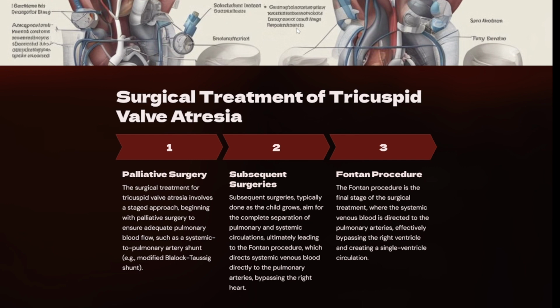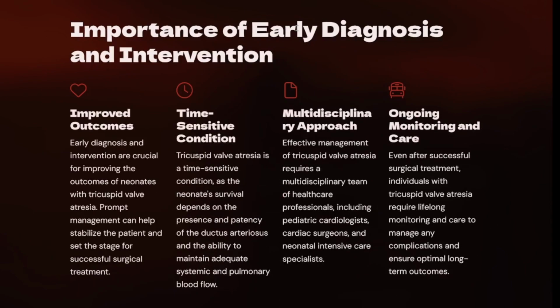modified Blalock-Taussig shunt. Subsequent surgeries, typically done as the child grows, aim for complete separation of pulmonary and systemic circulations, ultimately leading to the Fontan procedure, which directs systemic venous blood directly to the pulmonary arteries, bypassing the right heart. These questions and answers cover the essential aspects of understanding, diagnosing, and managing tricuspid valve atresia, highlighting the importance of early diagnosis and intervention to improve outcomes.